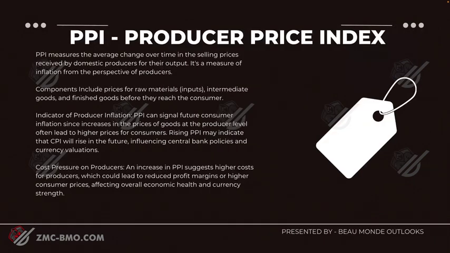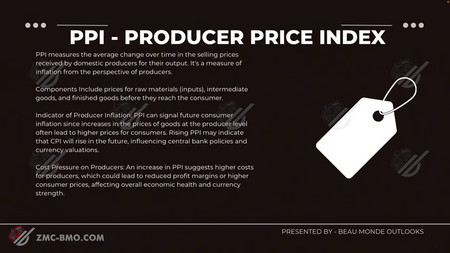Now, PPI is different. PPI, which is Producer Price Index, measures the average change over time in the selling prices received by domestic producers for their output. It's a measure of inflation from the perspective of producers. To put it simply, it's basically the change in the costs it costs producers to create their goods. Components include raw materials, intermediary fees, finished goods before they reach the consumer.